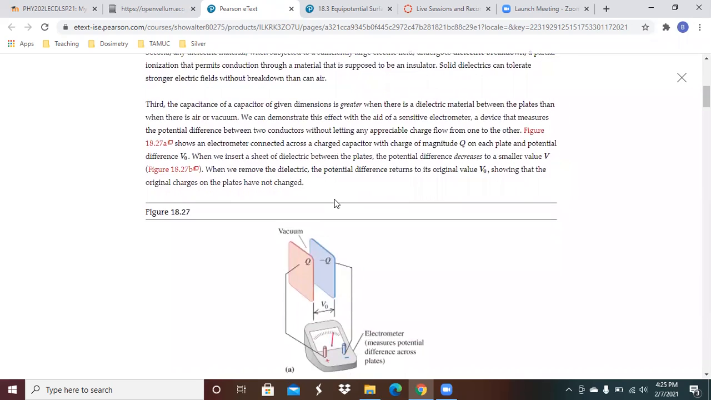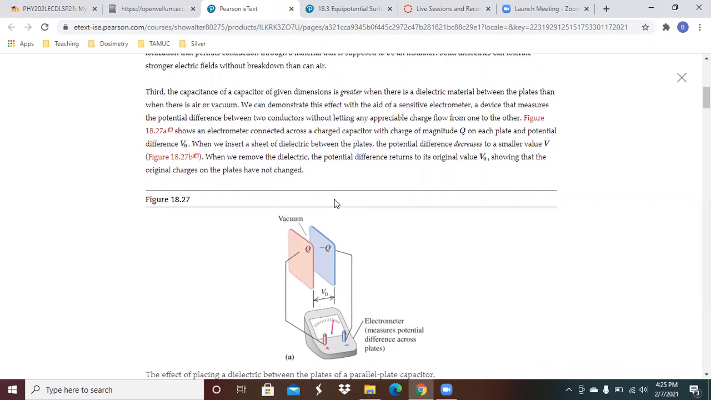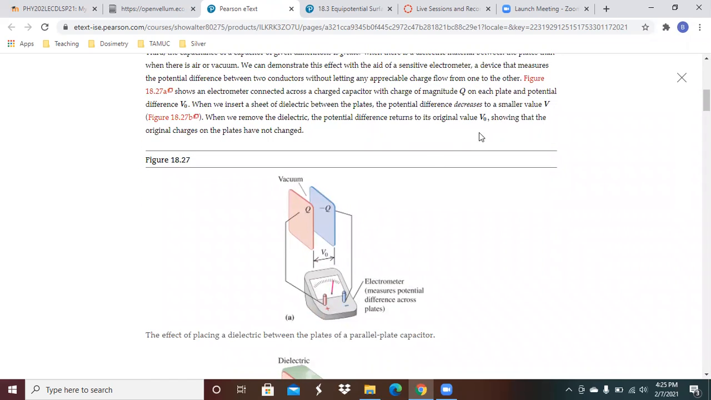The third thing is that the capacitance of a capacitor of given dimensions is going to be greater when there is a dielectric material between the plates than when there is just air or a vacuum. And we can demonstrate that effect with the aid of an electrometer, a device that measures the potential difference between two conductors without letting any appreciable charge flow from one to the other. So we've got that situation going here.